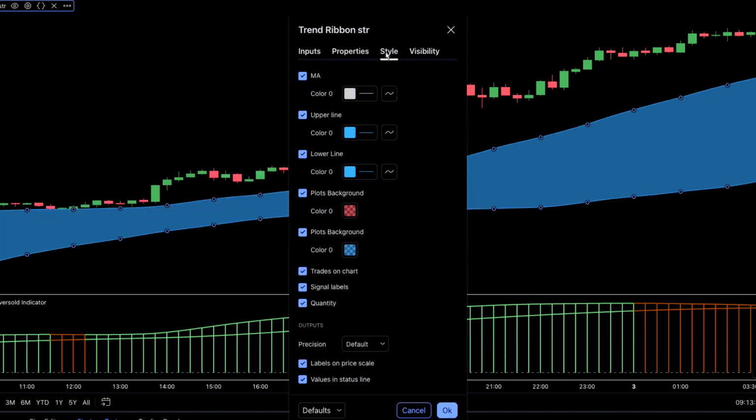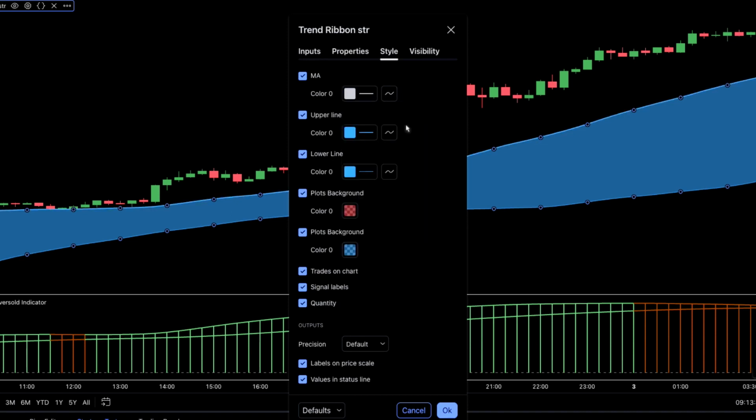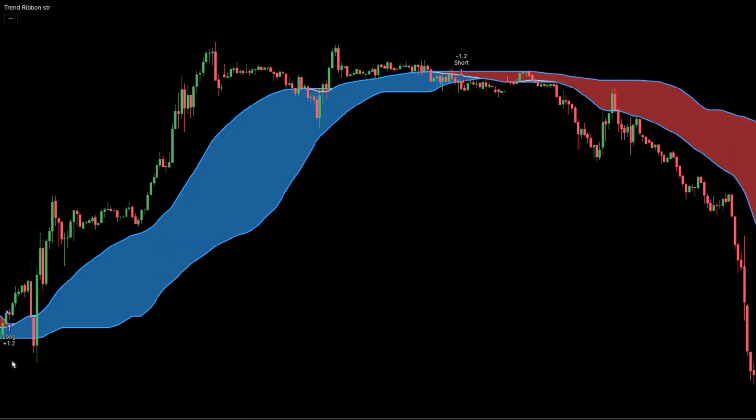Now go to the Style tab and see this MA option, then increase the thickness. Then the upper line and lower line, also increase the thickness. Now everything is fine, so we will click on OK. Now we will see how we will recognize the trend from this.